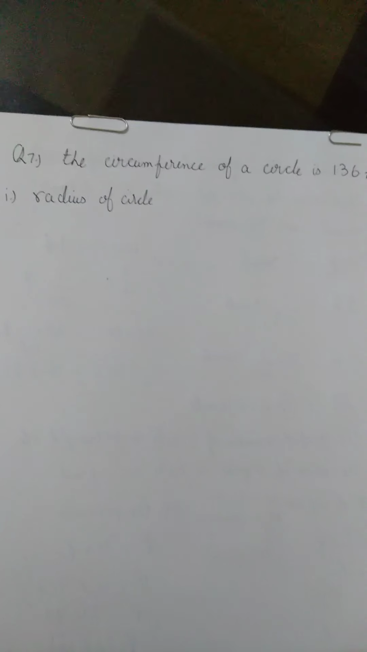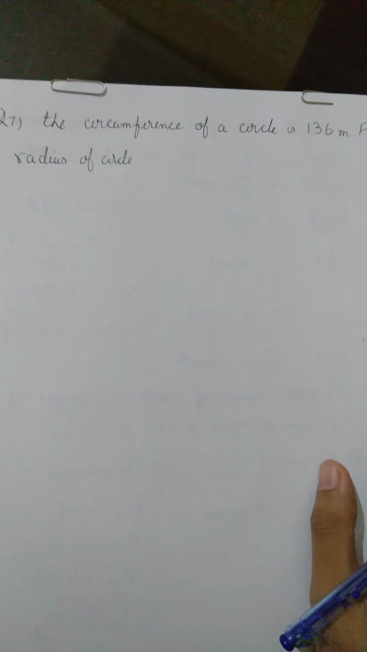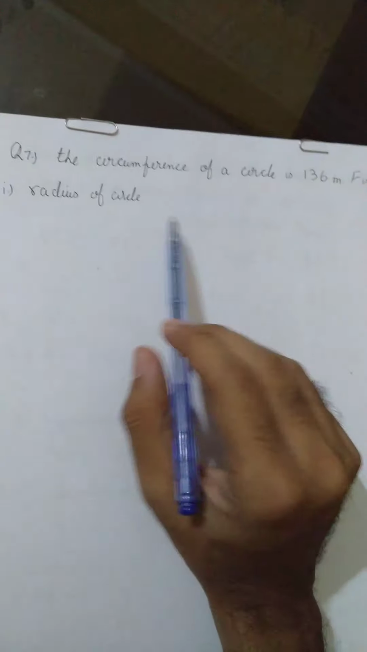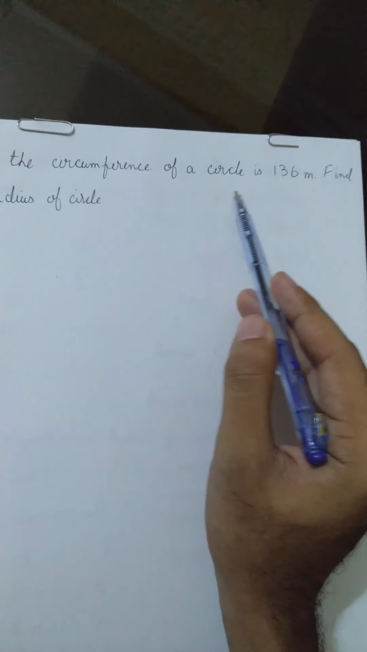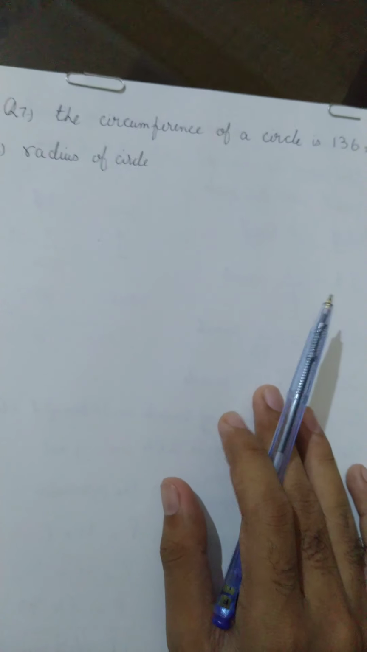Welcome to the video. Here we have question number 7 of exercise 3b. It says the circumference of a circle is 136 meters. Find number 1, the radius of the circle.